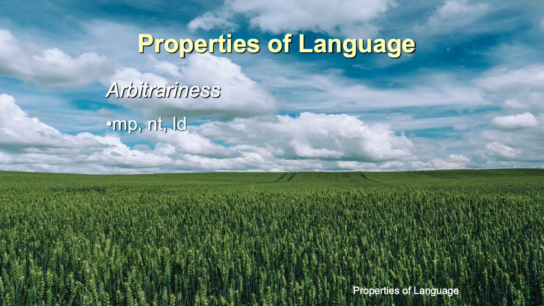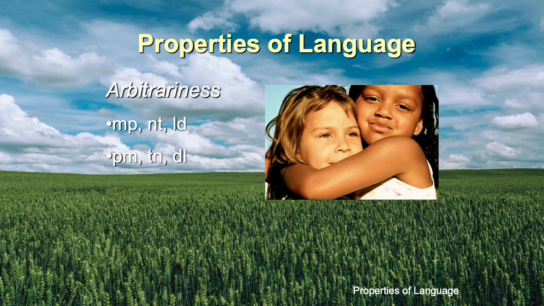For example, if we take MP, NT, and LD, we can use those to make words out of them, adding them at the end of a word, for example, camp, rent, or cold. However, PM, TN, and DL are combinations that are not possible in English.